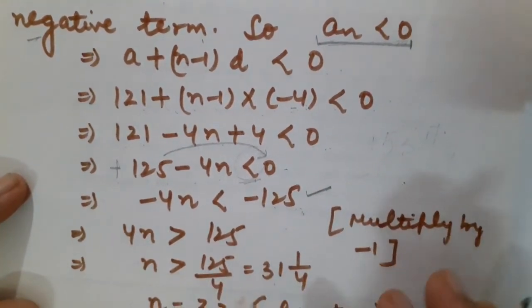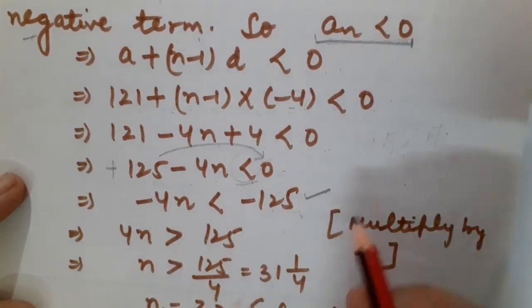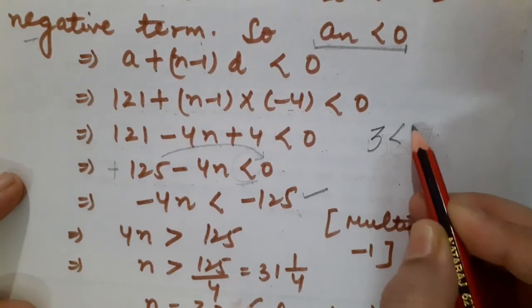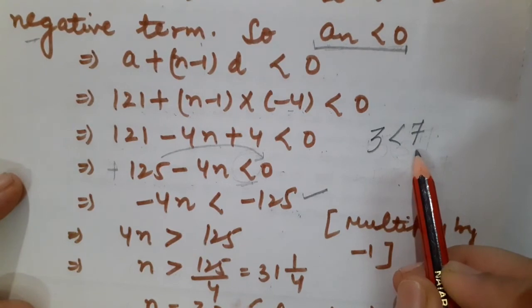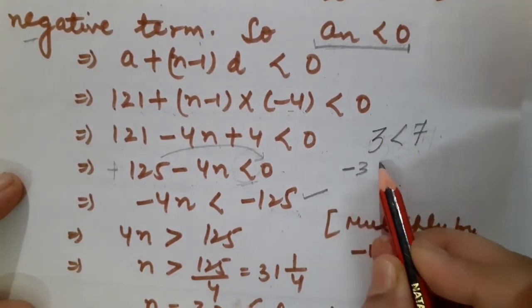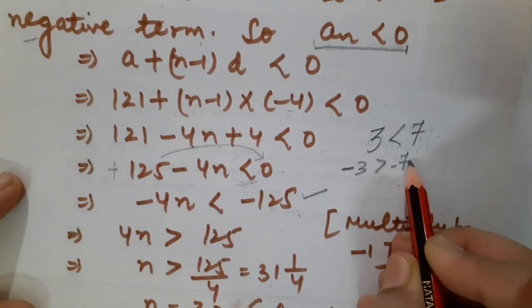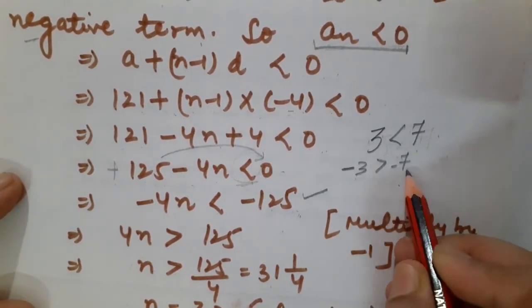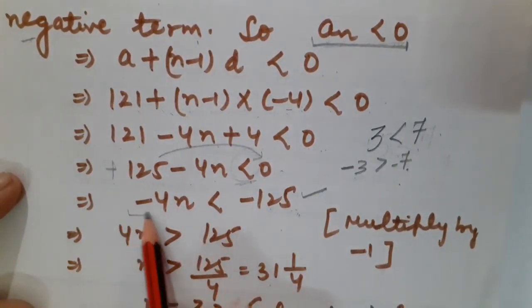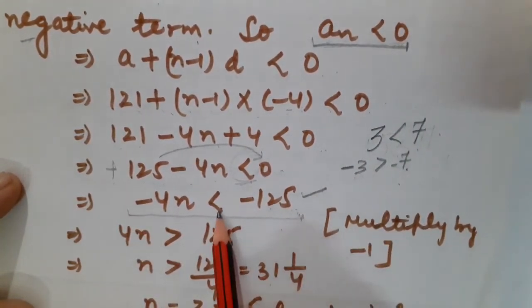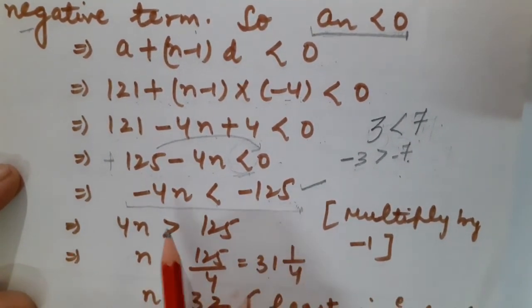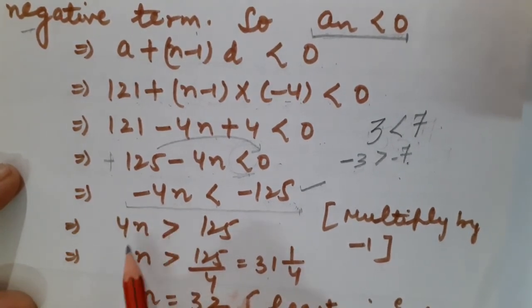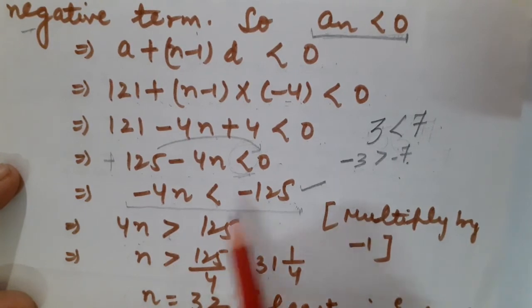Now the concept which I wanted to make you recall is, children, whenever we write, suppose I am writing 3 is less than 7, and I am going to multiply this very inequality by minus 1, it would become minus 3 is greater than minus 7. This you know very well, that minus 3 is always greater than minus 7. So when I multiply this inequality by minus 1, definitely this less than sign will also become greater than. Correct? Okay. So it would become minus 1 into minus 4n, that is plus 4n. Less than will become greater than. Minus 125 into minus 1 will become plus 125.